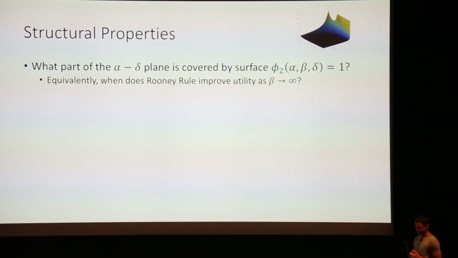And I'm actually going to give you the answer to the puzzle that Bobby posed at the very beginning. And to set it up, I'm going to phrase it in a slightly different way. One way of looking at this is what part of this alpha delta plane is even covered by this surface. Because if you remember, right around alpha equals 0.3, it seemed like this thing tended up to infinity. And qualitatively, the way of looking at this is, as I get to a world of infinite bias, when is the Rooney rule improving my utility?